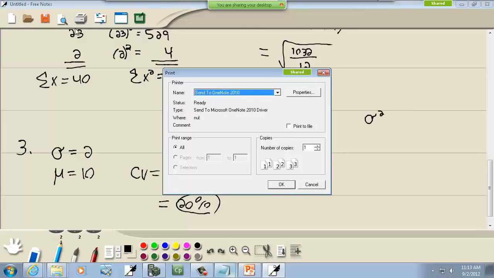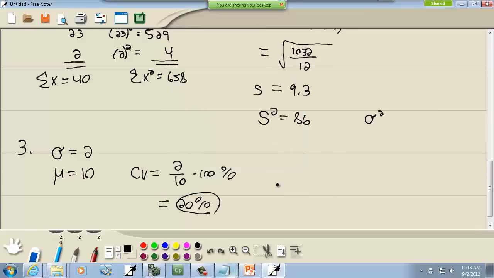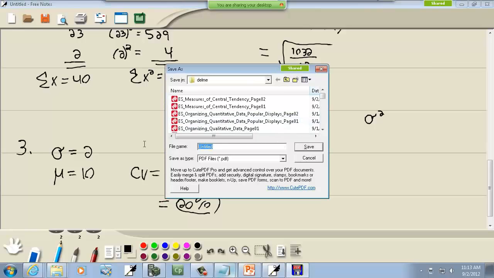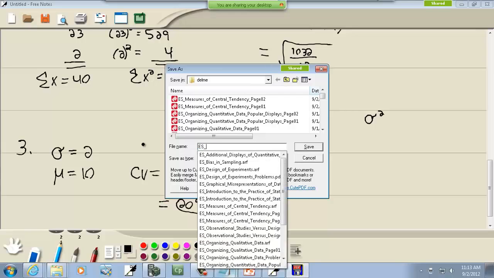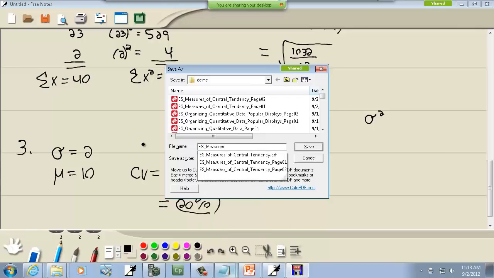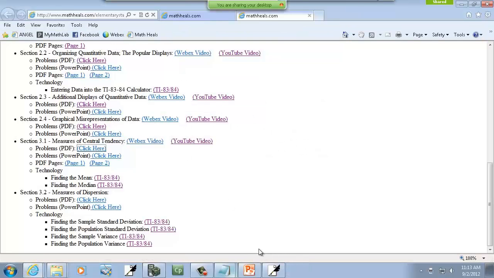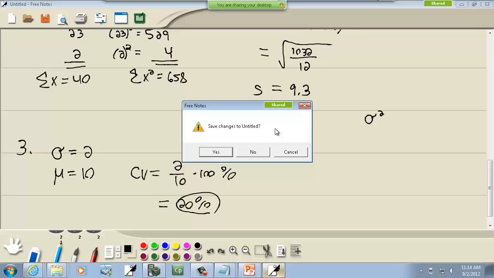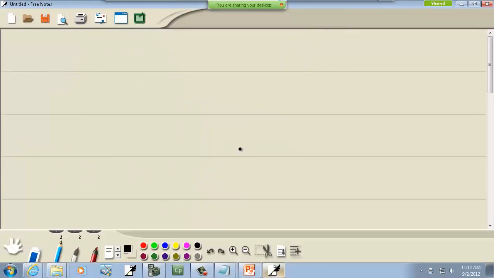oops, I guess it's time to save it now. So, yes, measures of dispersion. A01. There we go.